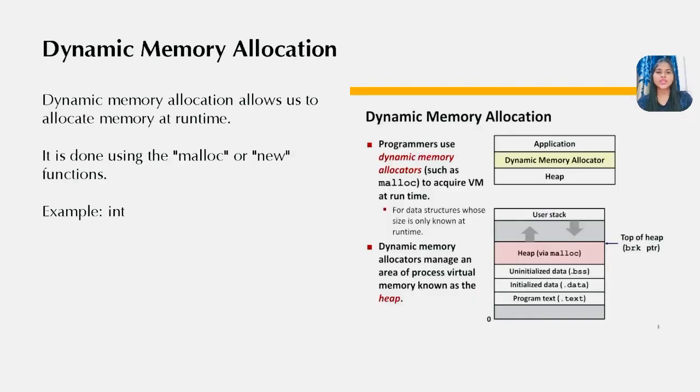Dynamic memory allocation. Dynamic memory allocation allows us to allocate memory at runtime. It is done using the malloc or new functions. Example integer. Programmers use dynamic memory allocators such as malloc to acquire virtual memory at runtime. For data structures whose size is only known at runtime, dynamic memory allocators manage an area of process virtual memory known as heap.